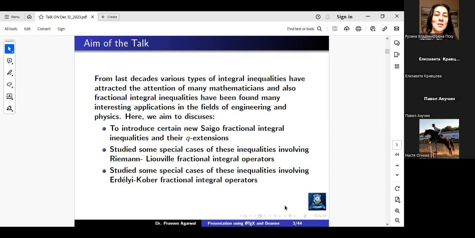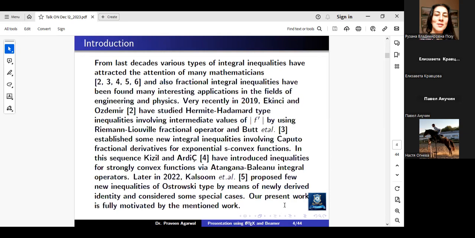Here we aim to introduce certain new Saigo fractional integral inequalities and their q-extensions. Then we study some special cases of these inequalities involving the Riemann-Liouville fractional integral operators, and some special cases involving the Erdélyi-Kober fractional integral operators. Over the last decades, fractional integral inequalities have found many interesting applications in engineering and physics.